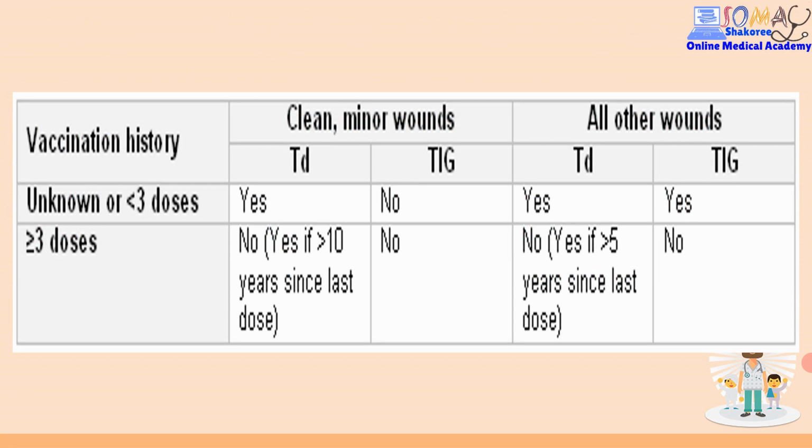Which is the vaccination, the immunoglobulin or the tetanus toxoid? Toxoid, thank you. What are the doses for immunization of toxoid?